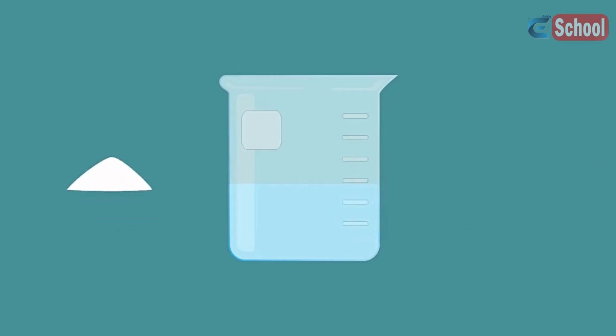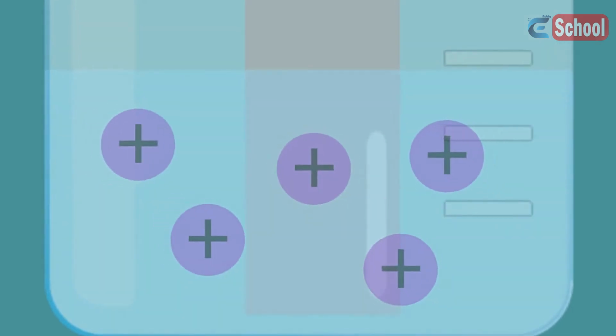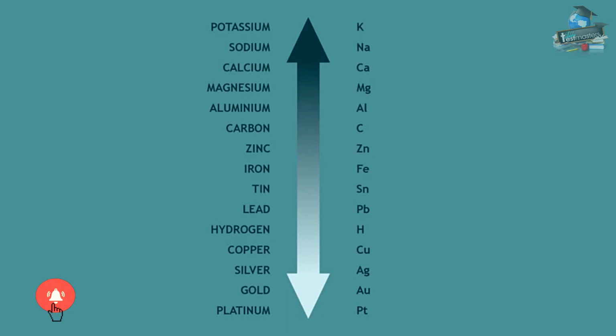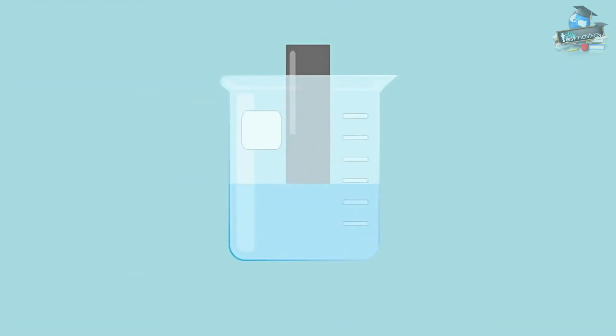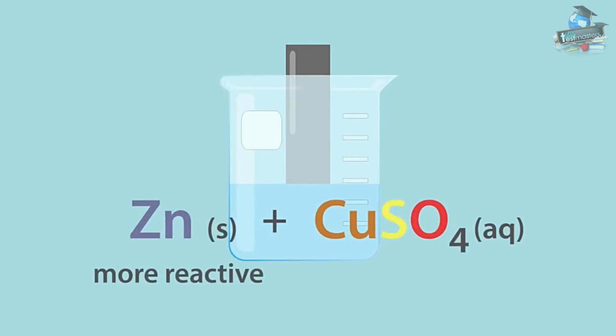You could have a salt dissolved in water and combine it with a solid metal. If the salt cation is more reactive than the metal, nothing will happen, but if the metal is more reactive than the salt cation, they will react. The reactivity series shows which metals are more reactive. For this reaction, let's use copper sulfate solution and zinc metal. Zinc is more reactive than copper. What is going to happen?